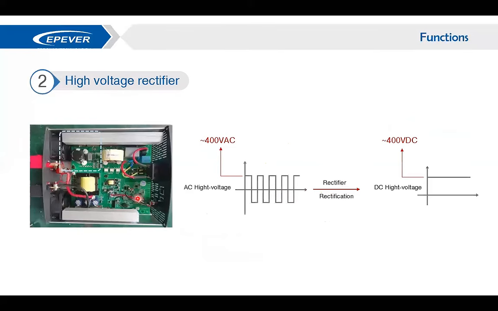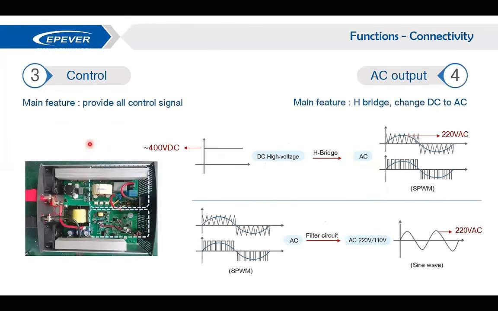At part two, there is a high voltage rectifier, and it is for boosting the voltage and preparing it for pulse width modulation. In part three and part four, the control signal to prepare the pure AC output is provided.